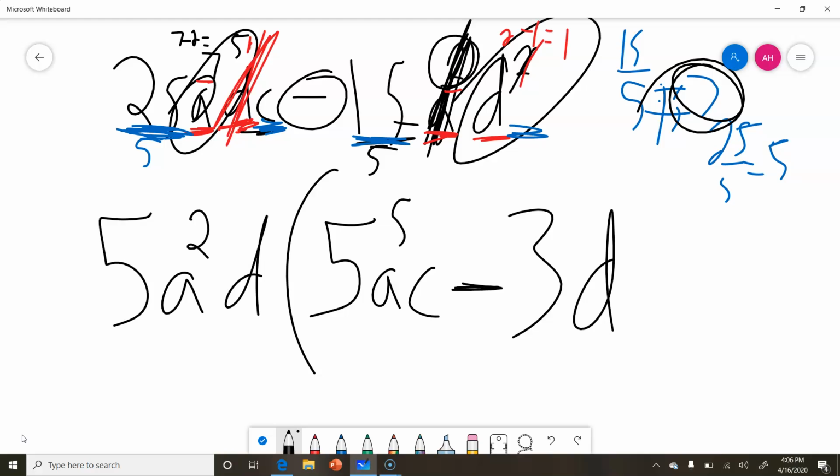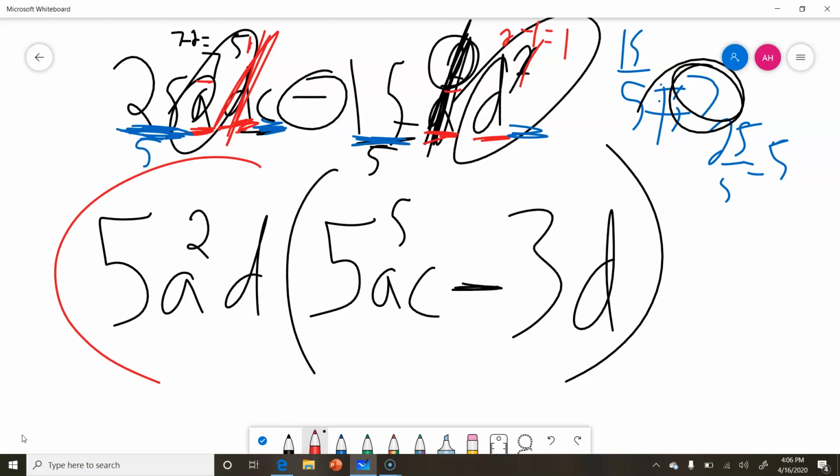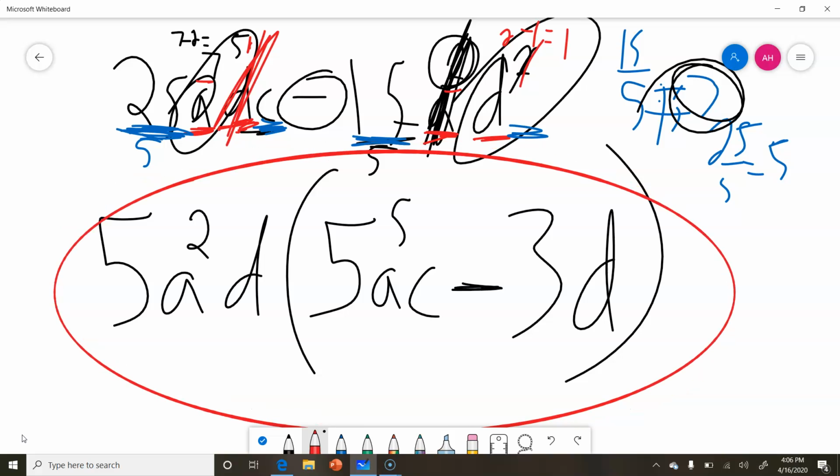So I have a gone, and d right there. So that is my final answer: 5a squared d times 5a to the 5th c minus 3d. Okay? I hope that makes sense. Not too confusing. That's our final answer right there.